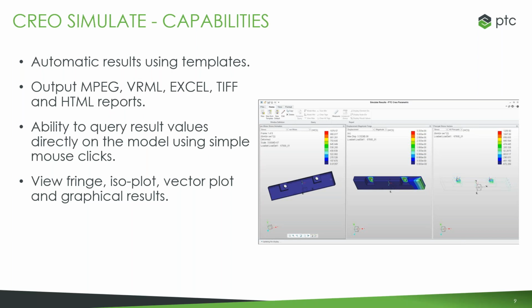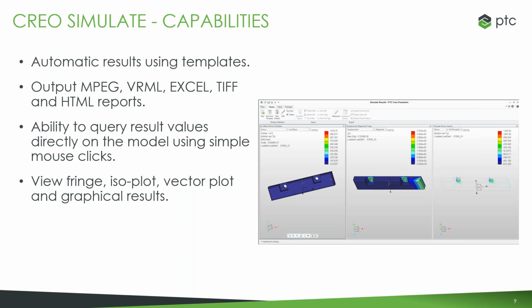And you're able to query on the values if you click around. So there's never anything where you have to figure out how to get a value to display on your results. If you want to know the value at a spot, if you just click there, it'll tell you the result value. So you can also plot fringe, ISO, vector, and graphical results. So if you need anything graphed, not a problem.